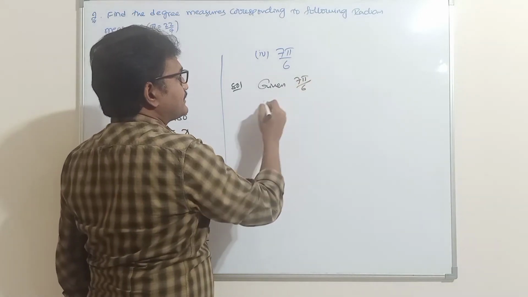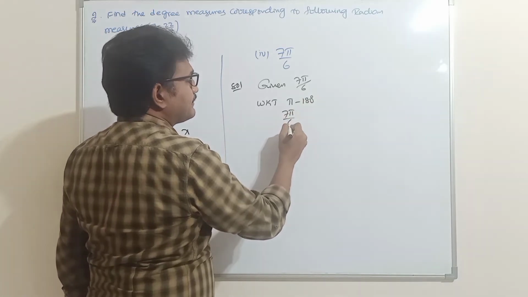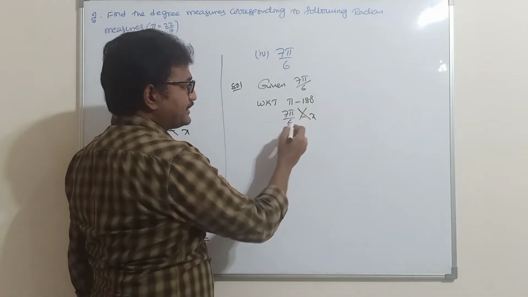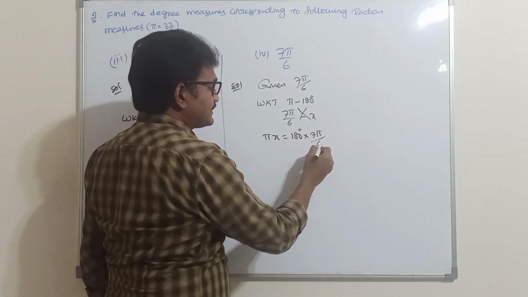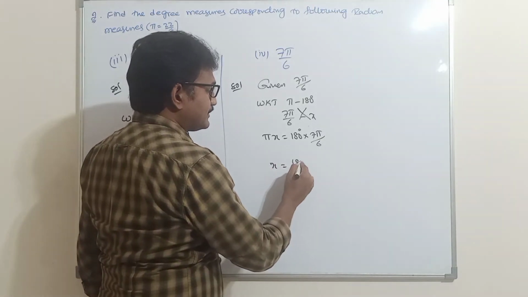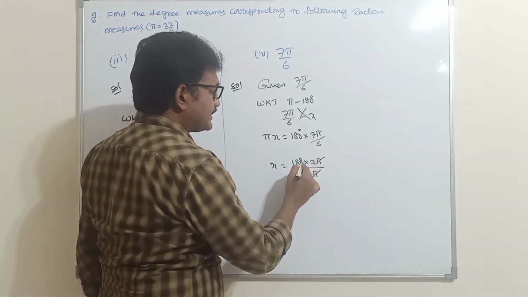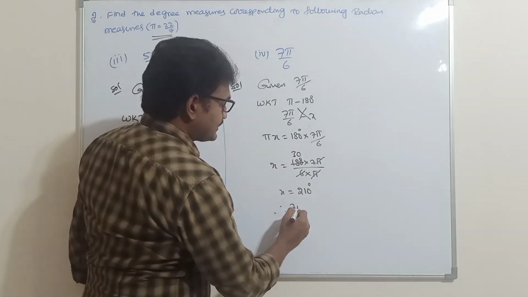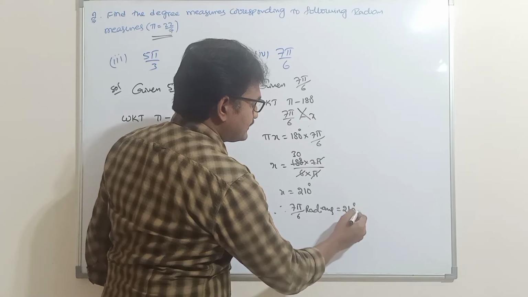Next, fourth problem, given 7 pi by 6. We know that pi radians is equal to 180 degrees. Then 7 pi by 6 radians is equal to how many degrees? Let it be x. By cross multiplying, pi x is equal to 180 degrees into 7 pi by 6. Therefore x is equal to 180 into 7 pi by 6 into pi. Pi gets cancelled, 6 3s are 18, so x is equal to 210 degrees. Therefore 7 pi by 6 radians is equal to 210 degrees.